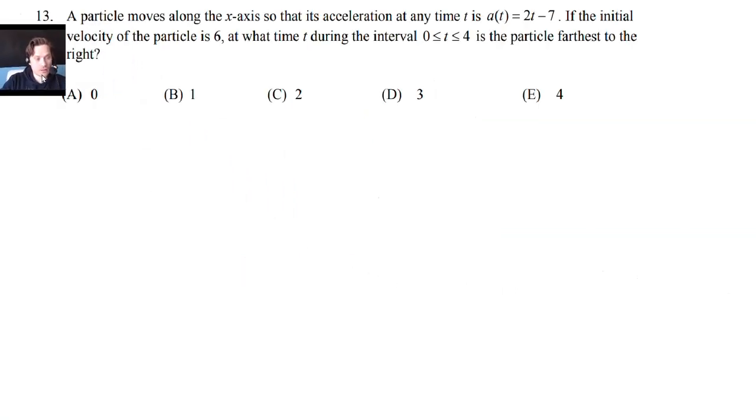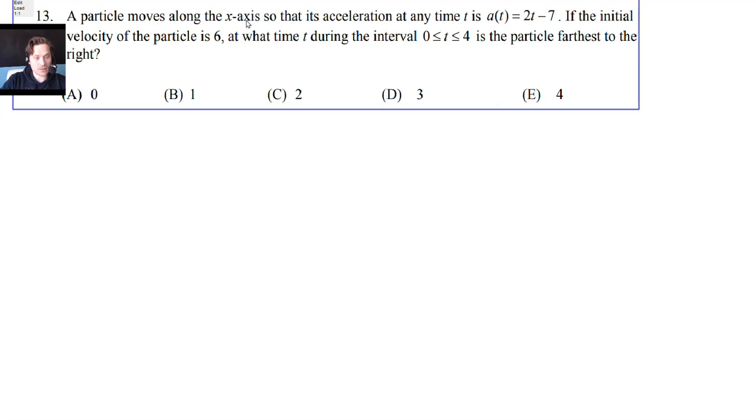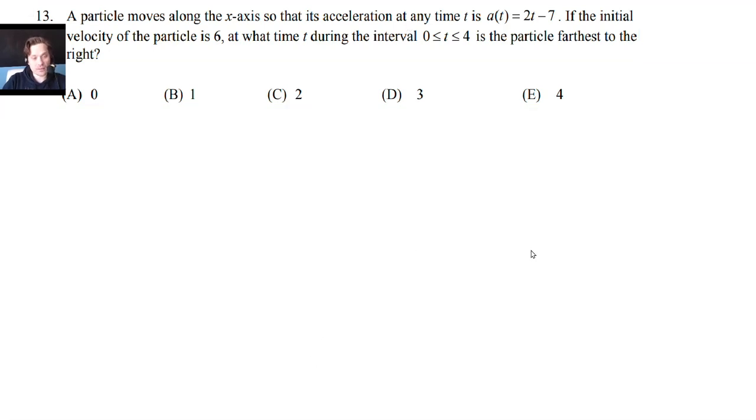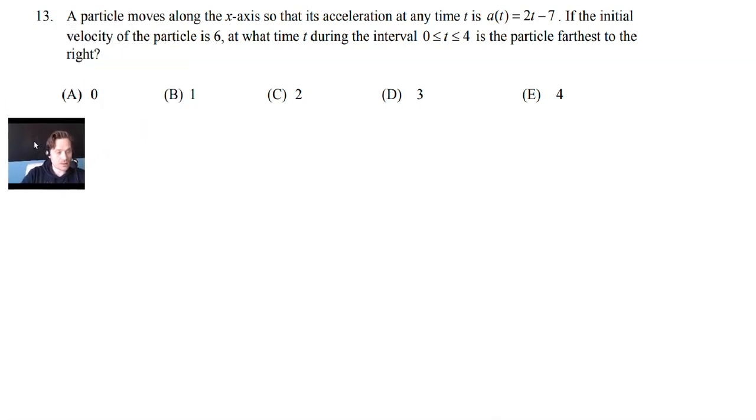So a particle moves along the x-axis so that its acceleration at any time t is a of t equals 2t minus 7. If the initial velocity of the particle is 6, at what time t during the interval from 0 to 4 is the particle farthest to the right? This is the 1997 question number 13 AP Calculus BC test question, multiple choice. So let's answer this. You can proceed as follows.